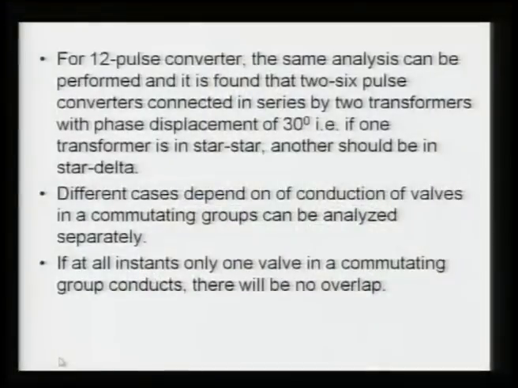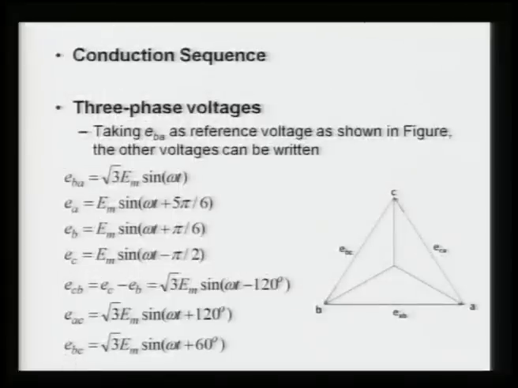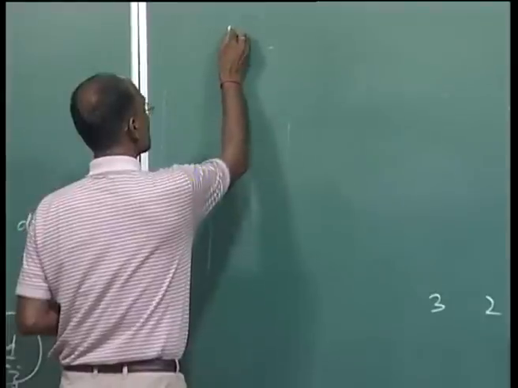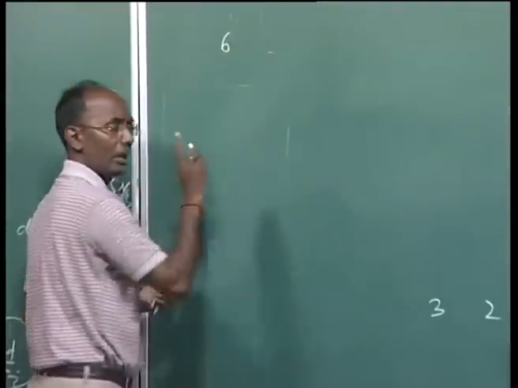Now here, let us see the conduction sequence. As I said, the numbers of the valves are given in such a way that you can very easily recognize. For example, let us suppose valve 6 is conducting, then valve 1 is fired.